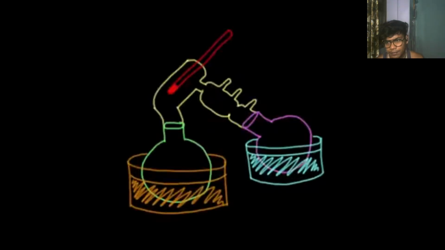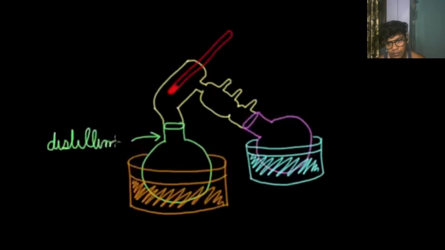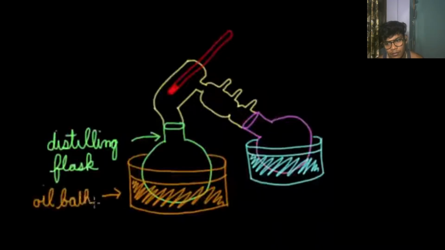This is an experiment you can conduct in your chemistry lab, so let's examine the setup. First, in green, we have the distilling flask, which serves as the container for the mixture of compounds we aim to separate. Next, in orange, is the oil bath used for heating. Oil is preferred because it does not evaporate at high temperatures and helps maintain a consistent temperature throughout the process.